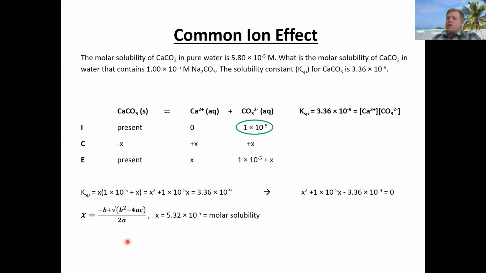Now, if you'll remember, the quadratic equation looks like this: x equals -b, and normally it's a plus or minus, the square root of b² minus 4ac, divided by 2a, where the a term is the value that's in front of x². The b term here is the value that's in front of x. So in this case, it's 1 × 10⁻⁵. And our c term is this value at the back. So it's -3.36 × 10⁻⁹.